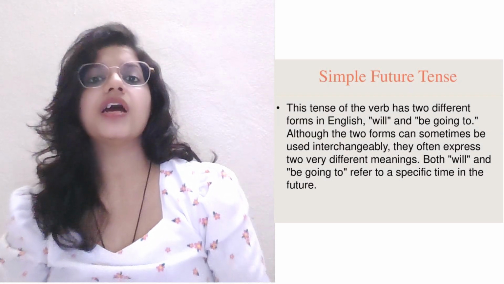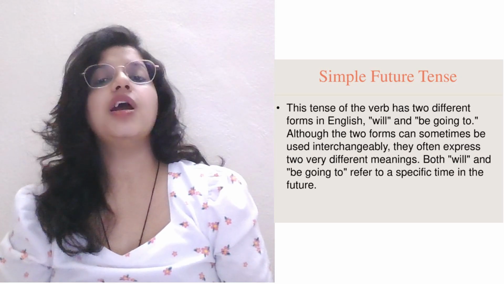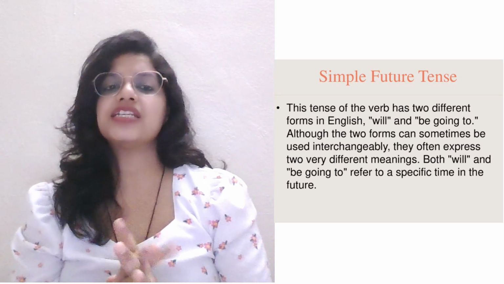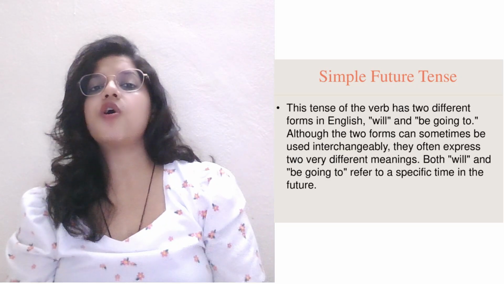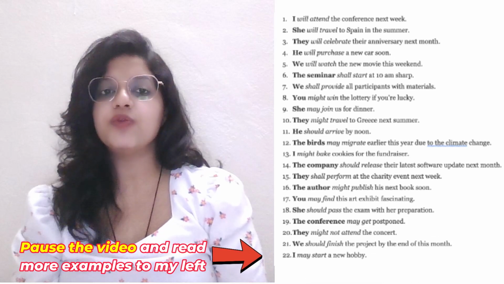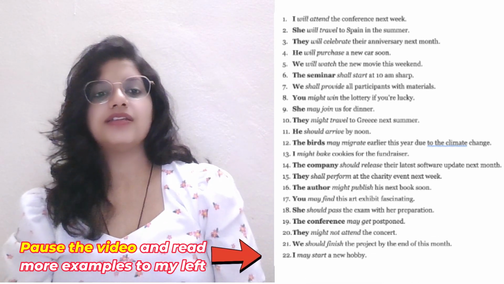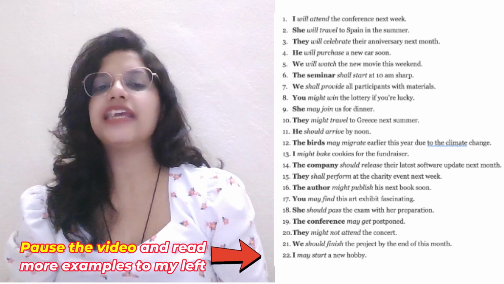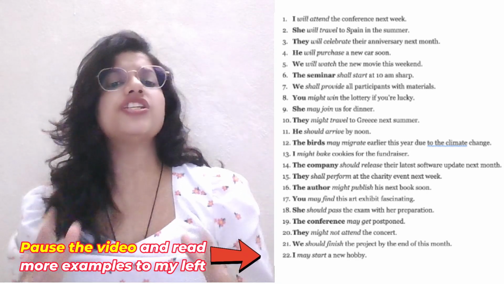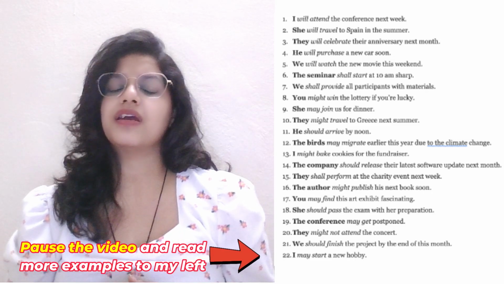This is formed by using will followed by the base form of the verb. We use it to make spontaneous decisions, predictions, or state future facts. For example, I will help you with that. It will rain tomorrow. The meeting will start at 9 a.m. It's pretty straightforward and very common in everyday conversations.